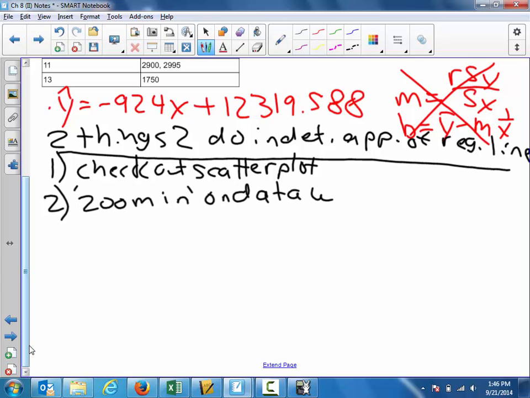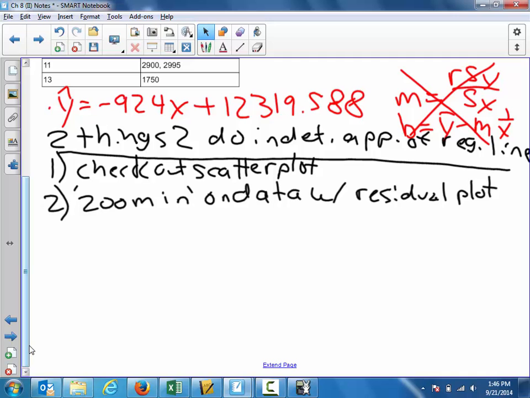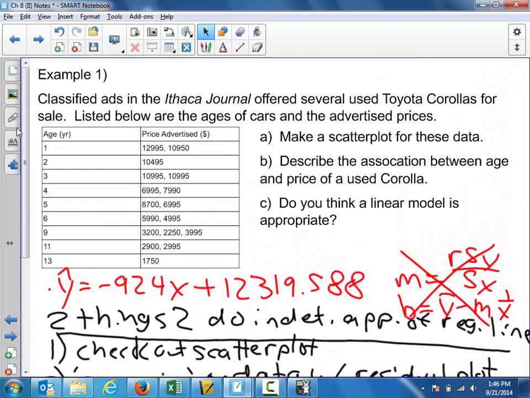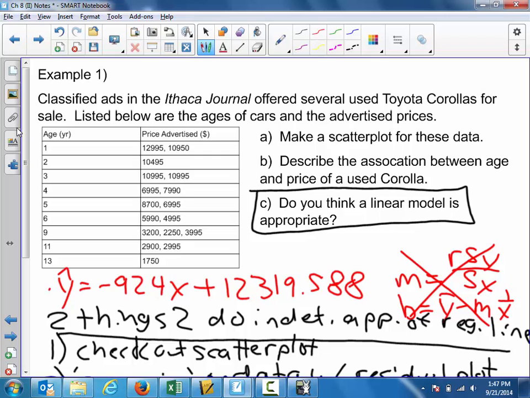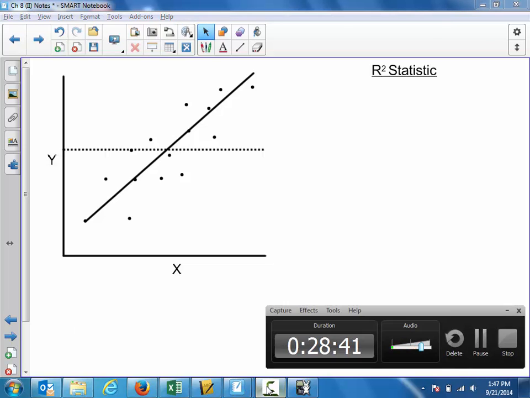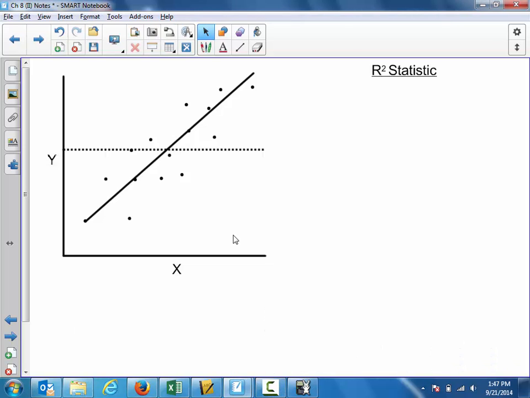Second thing, zoom in on the data that you've got with your residual plot. That's again done by putting the data into your lists, using linreg to get the residual list, and then making a residual plot like I just showed you. Okay, that's important. The residual plot is a big tool I expect you to use, especially when you're asked any question about the appropriateness of your model.